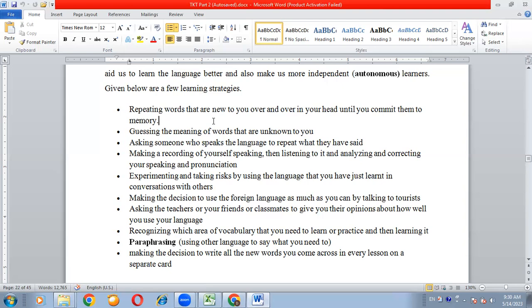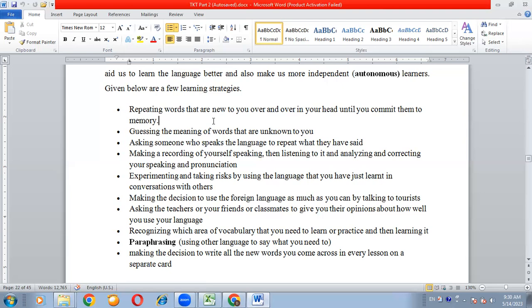Recognizing which area of vocabulary that you need to learn or practice and then learning. Recognize හඳුනගන්න. Which area of vocabulary? Paraphrasing, using other language to say what you need. Paraphrasing කියන්නේ වෙනස් ක්‍රමයකින් කියන්නේ. දැන් අපි කියපු දෙයක් වෙන ක්‍රමයකින්. What do we say? අපි මොකක්ද ඒකට කියන්නේ? Paraphrasing.